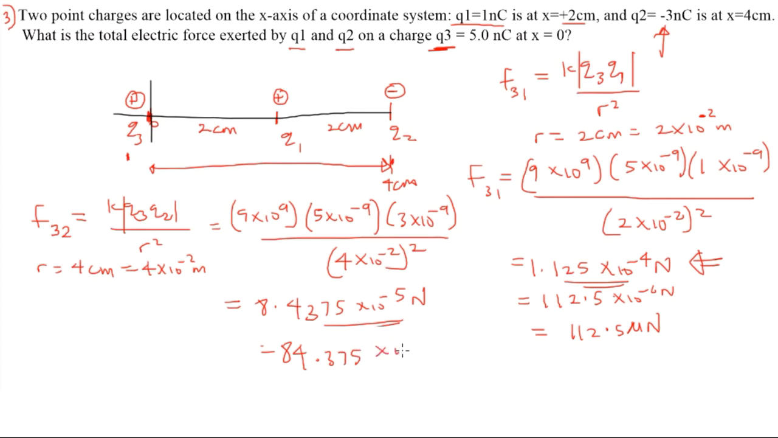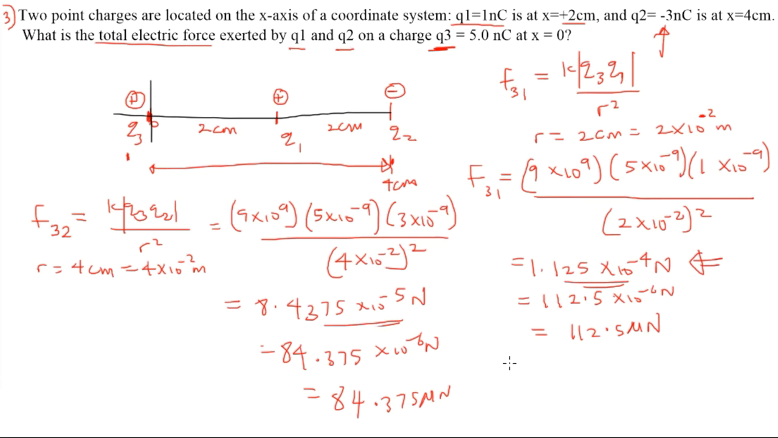I should have 84.375 times 10 raised to the power minus 6 newton, which is the same thing as 84.375 micronewton. So that is the magnitude of the force that Q3 will feel as a result of Q2. Now we want to find the total electric force, that's what the question says. But don't forget that force is a vector quantity.